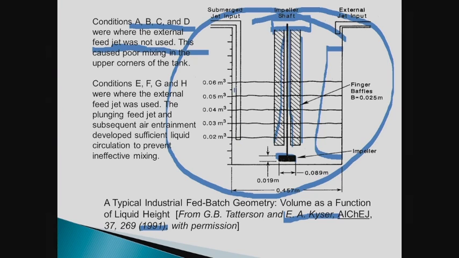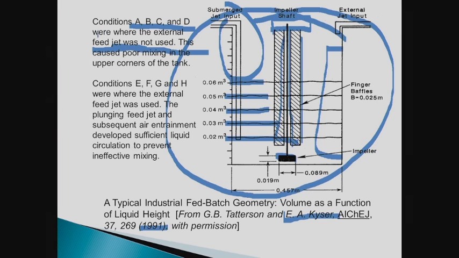So the feed jet was right here. Excuse me, there was no feed jet. So what happens is we were measuring the mixing time at this volume, mixing time at this volume, mixing time at that volume, mixing time at that volume, and mixing time at that volume. With no external jet, right?